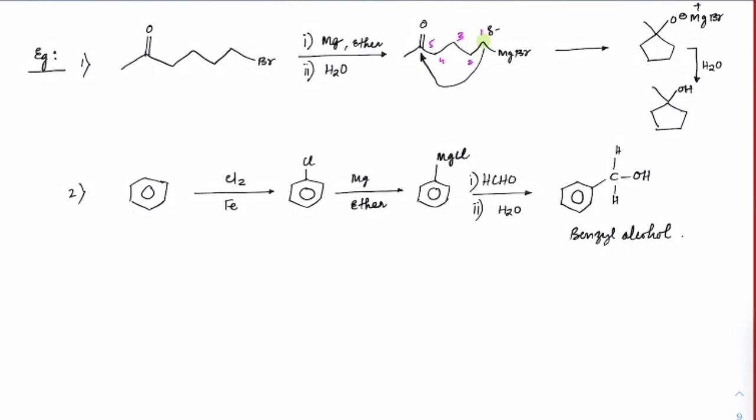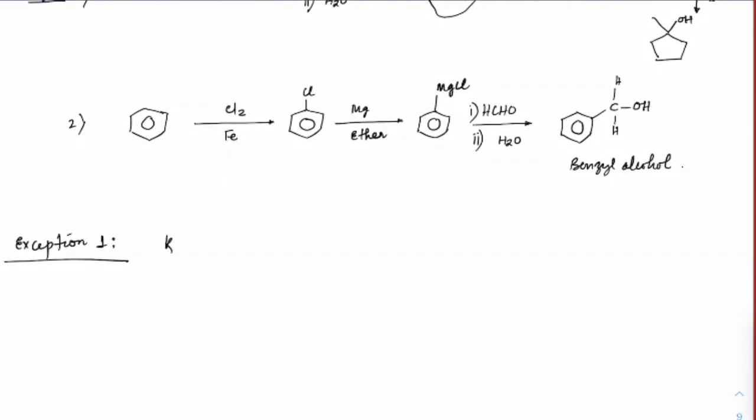First exception, 1. Let us see what happens if you have a ketone which is sterically hindered. So the first exception is a ketone which is sterically hindered.